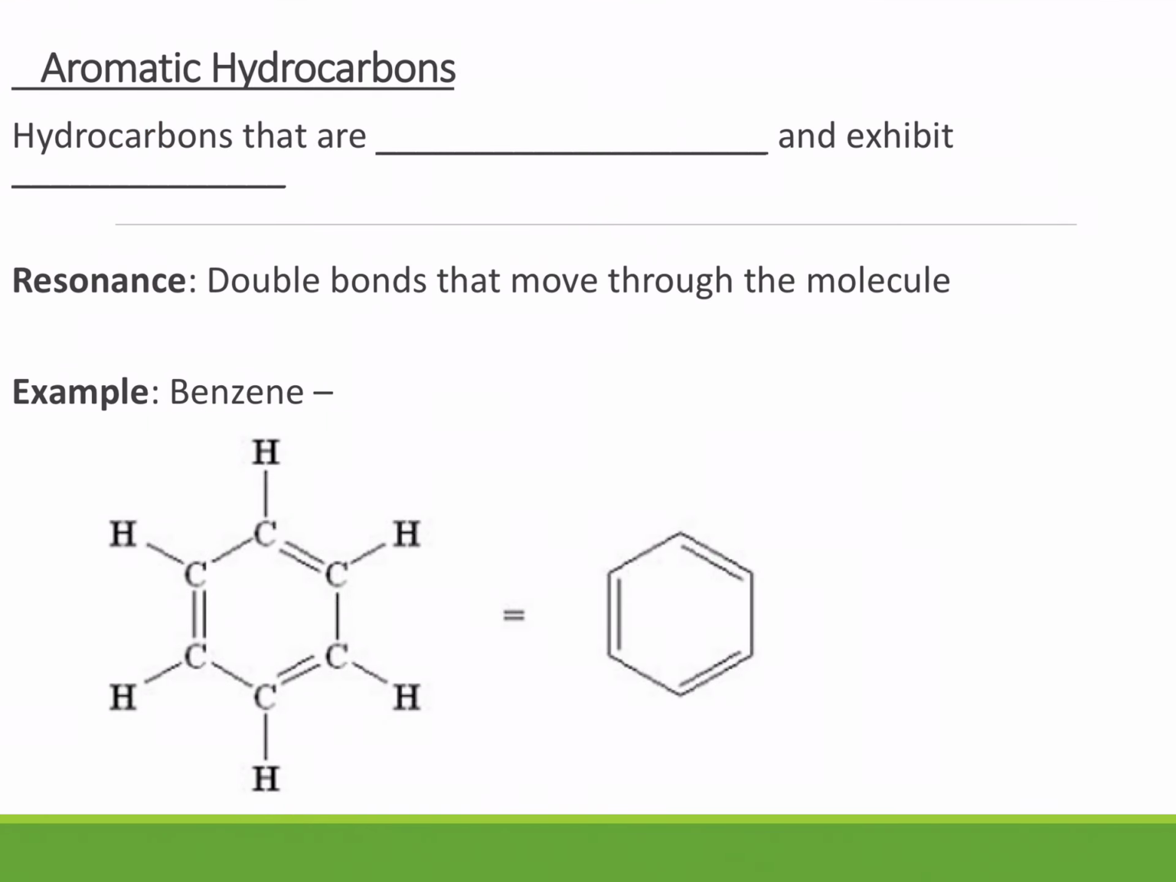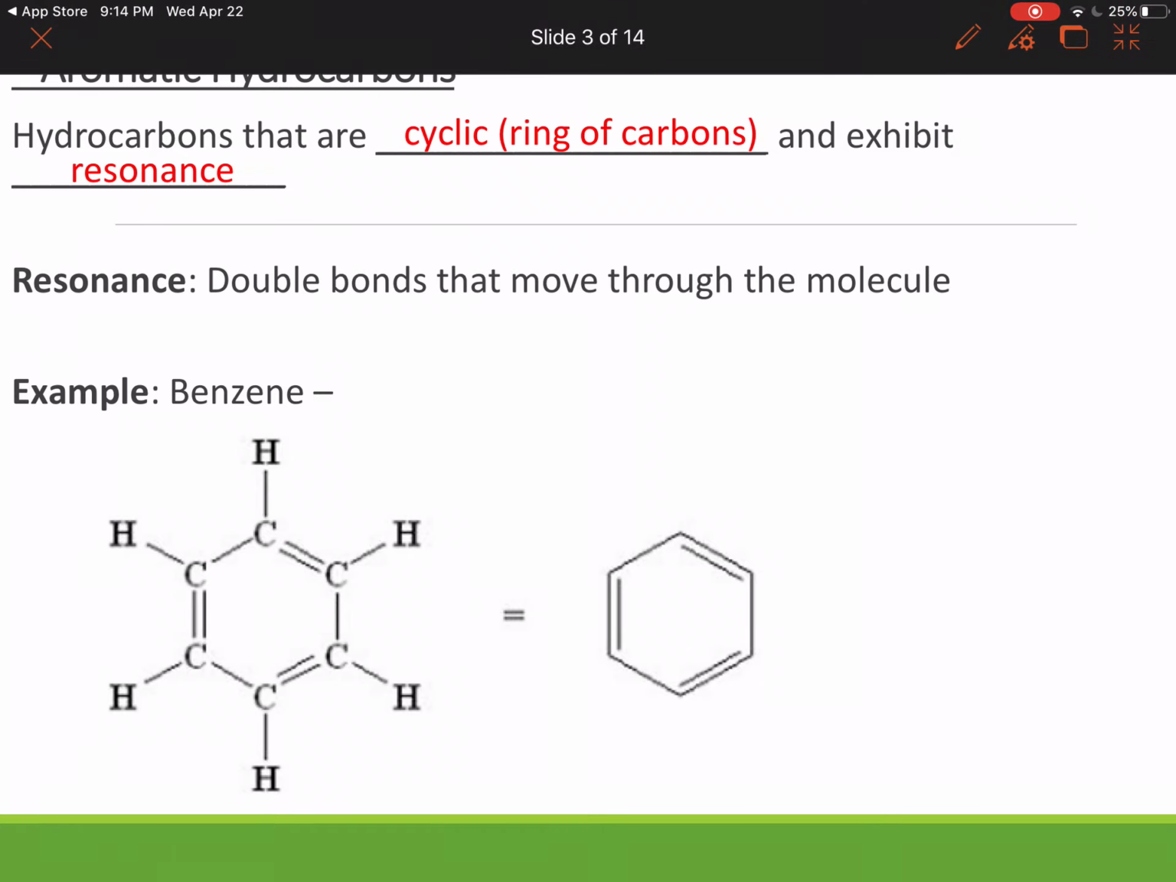Okay, so our next special grouping of alkenes is something called aromatic. All right, aromatic means that they are cyclic. So these are hydrocarbons that normally would be in a straight line, but instead we're going to make them into a cycle. So we're going to make a ring of them. And what happens is they exhibit something called resonance. Resonance is when double bonds move throughout the molecule.